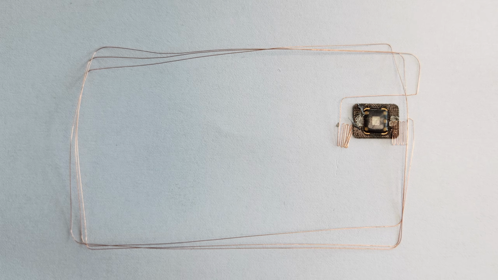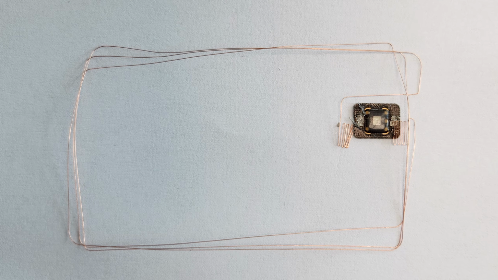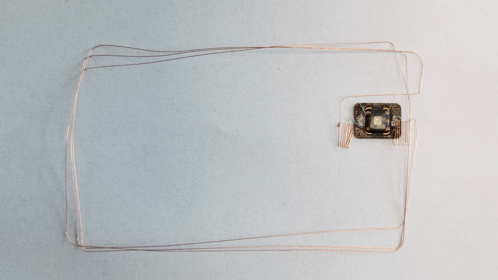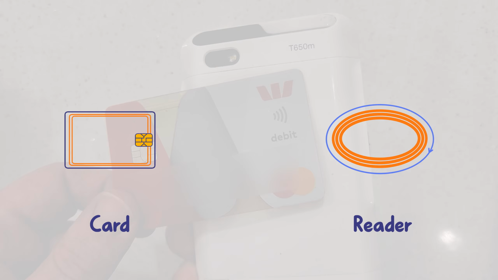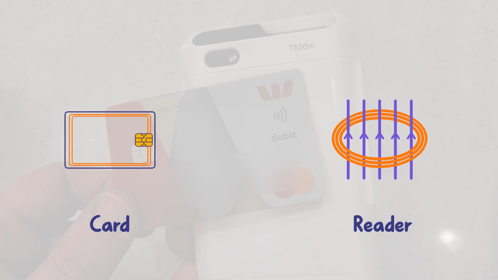Here we see a coil of wire functioning as the card antenna connected to a microchip. When a card reader is set to make a transaction, it produces an alternating current through its coil, generating a changing magnetic field, which induces an electric current within the card's coil that is used to power its microchip.